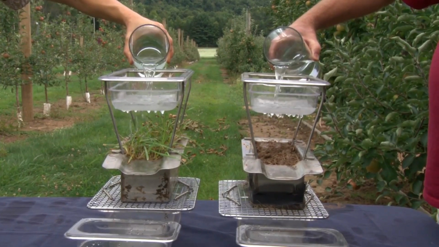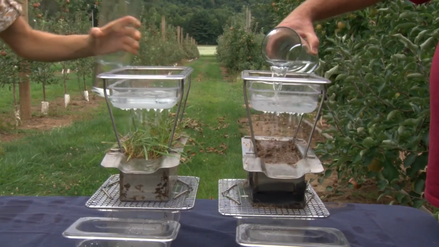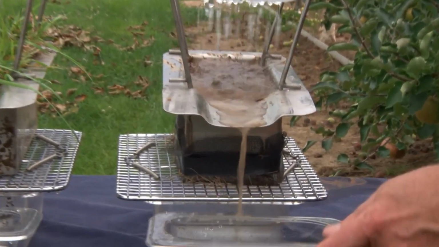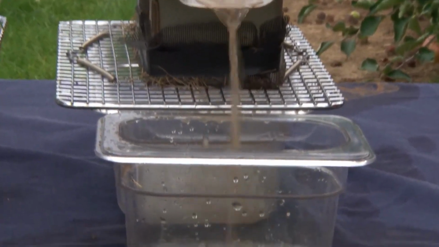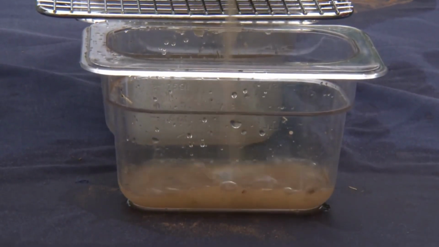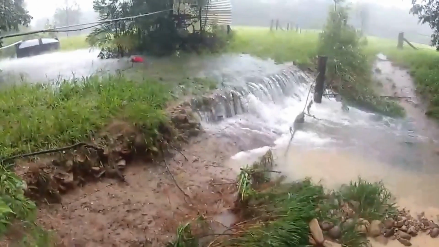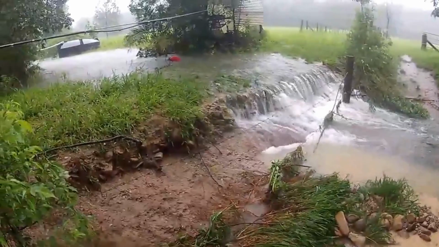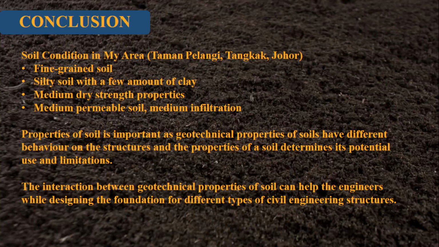Saturated soil on level ground results in standing water, which can cause flooding. Saturated soil on sloping ground results in runoff and may lead to an increased volume of water entering a body of water. This condition can result in erosion and flooding, as well as an increased level of pollutants entering the body of water. In conclusion, the soil condition in my area is fine-grained soil.